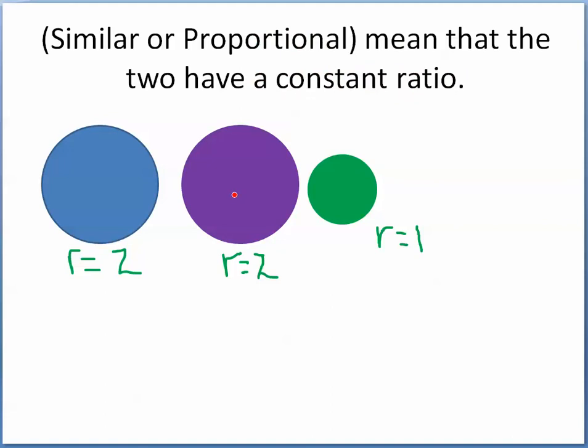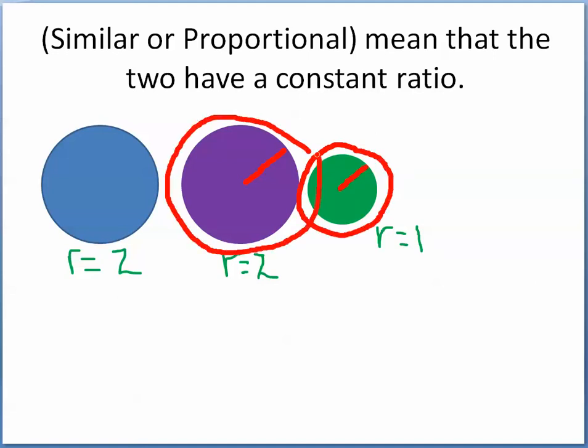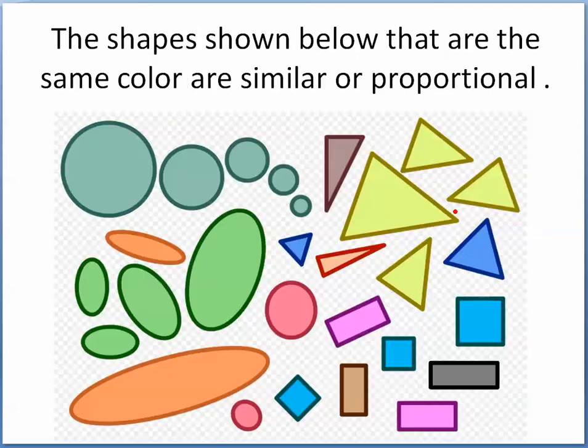While similar or proportional means that the two have a constant ratio. And so what we're dealing with here is that they have the constant ratio. Let's say that the radius here is 2 and the radius here is 1, and then we could look at the circumference. They have the same ratio of that. They have the same shape, but they're a different size. So therefore, they are similar or they are proportional, but they are not congruent.